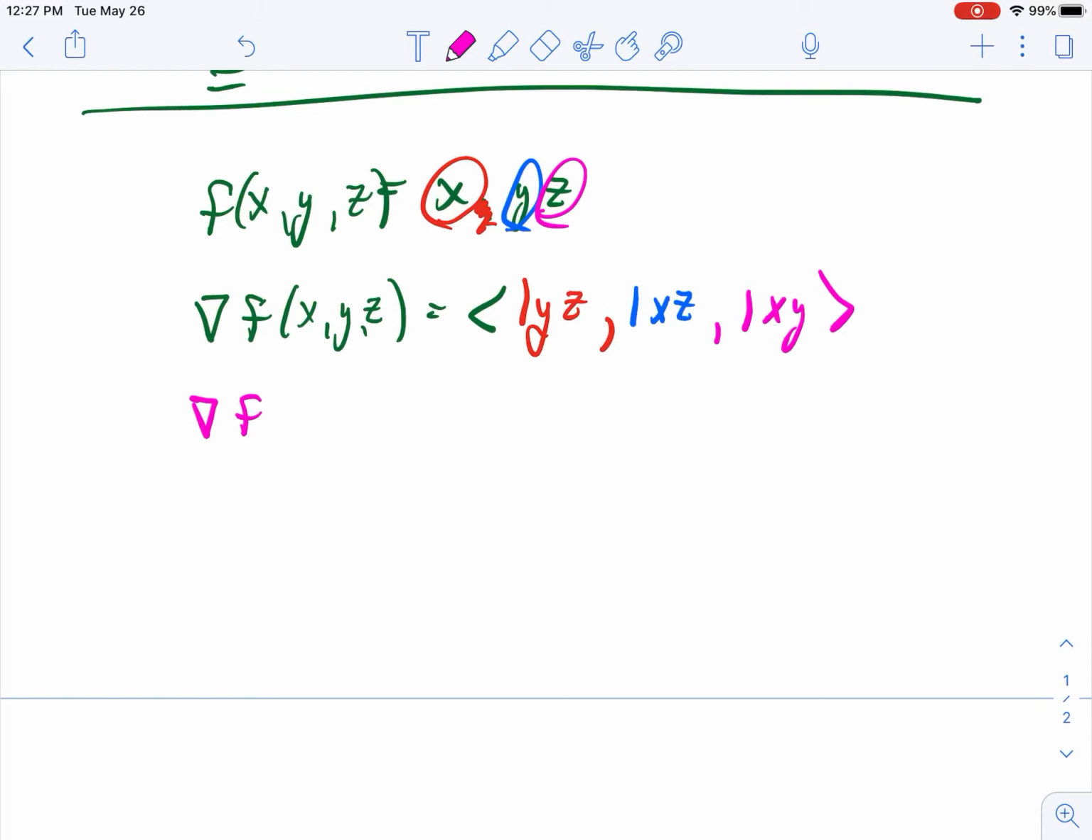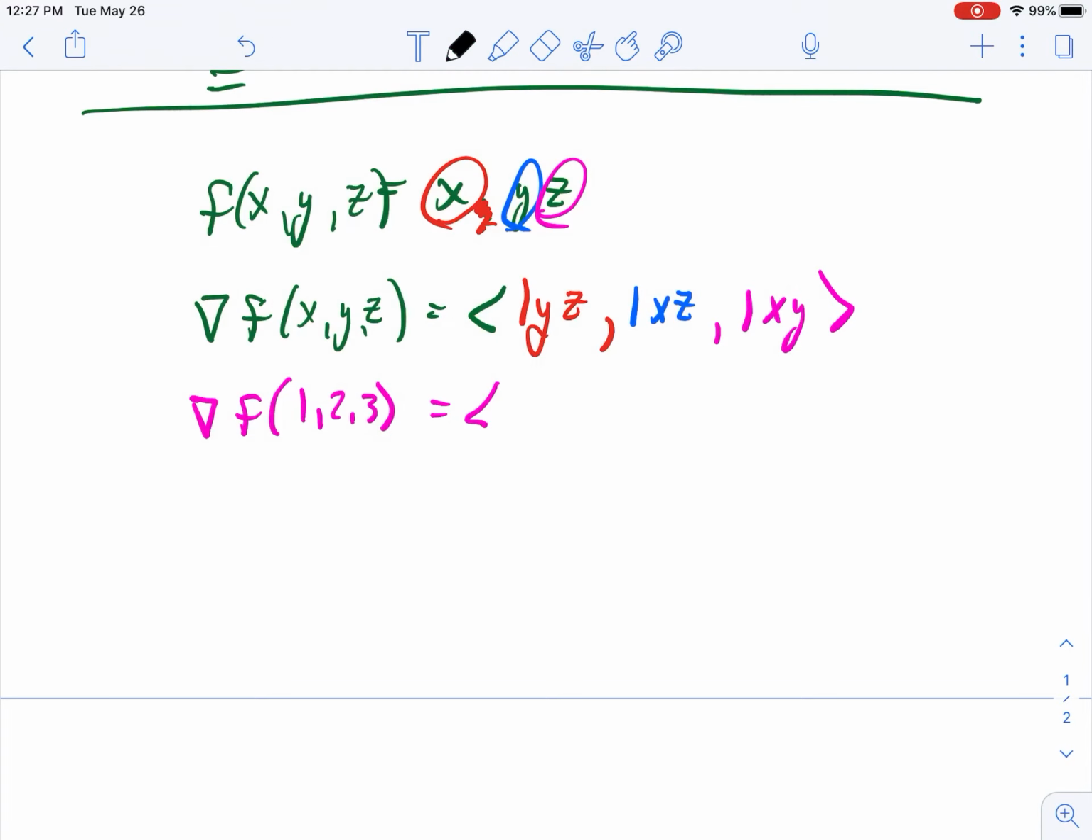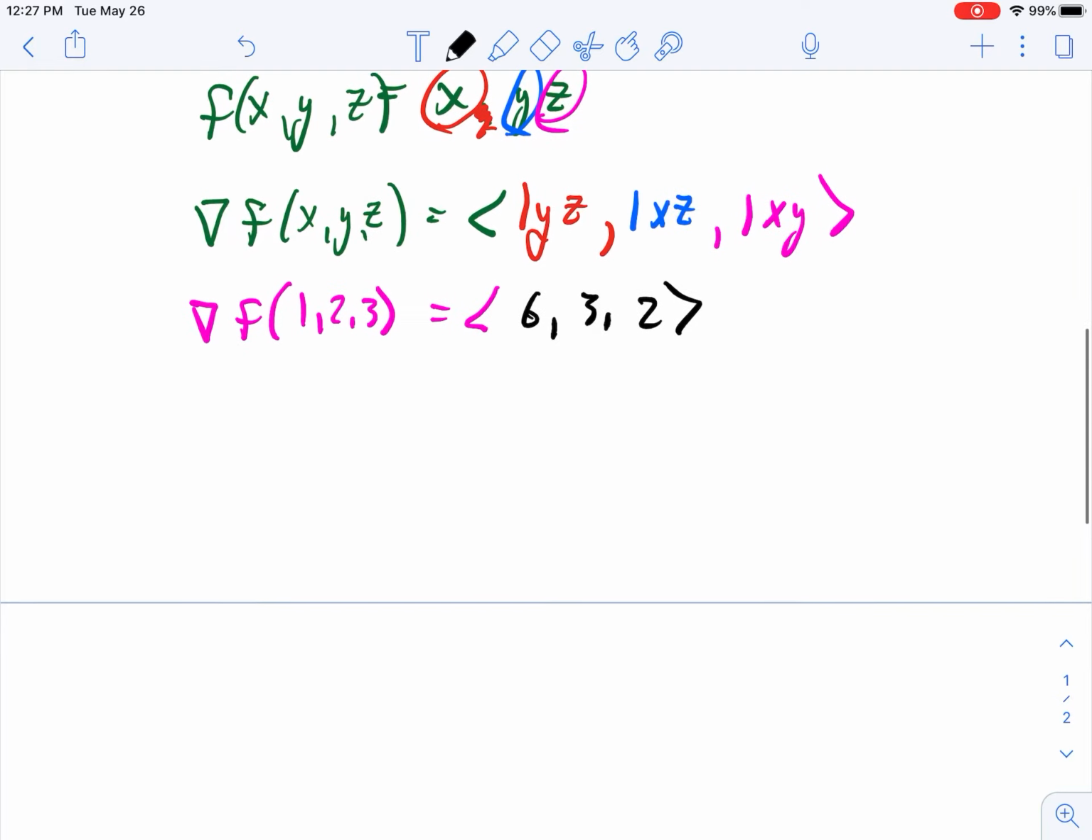Okay, and then if I want to do, let's say, f of 1, 2, 3, just plug your numbers in, and basically I think you should get 6, 3, 2, like so. So basically pretty simple there. All right, now the next thing is dealing with the directional derivative.